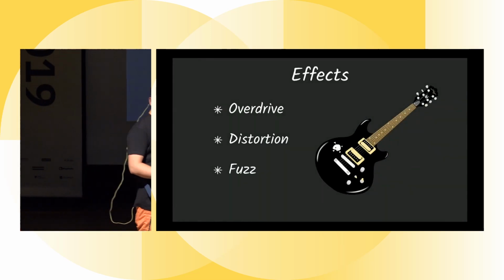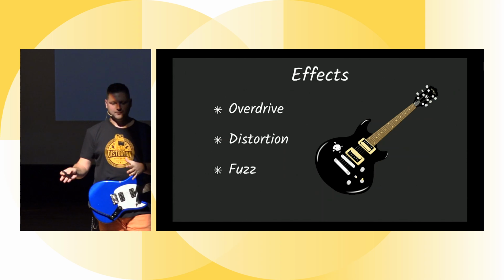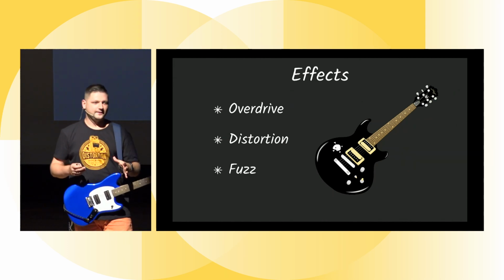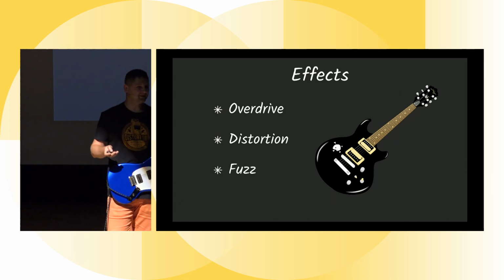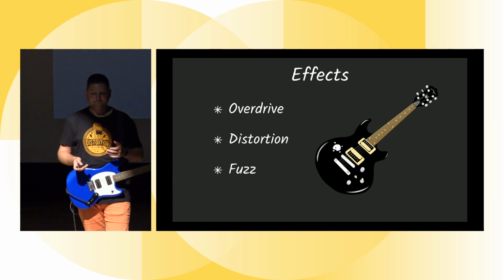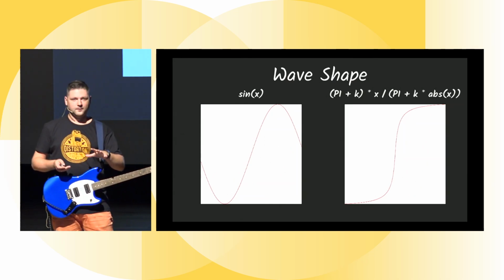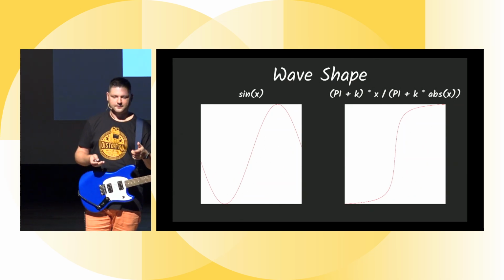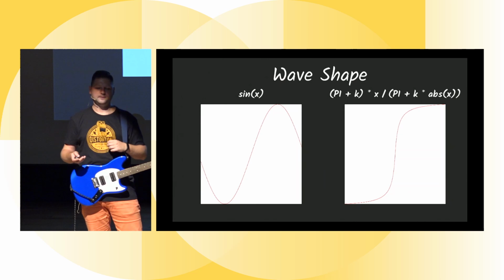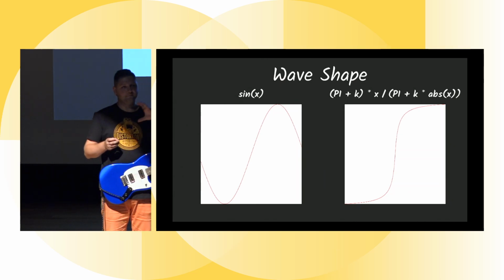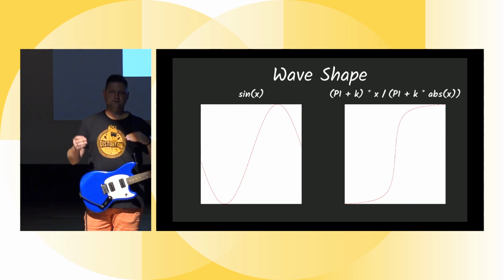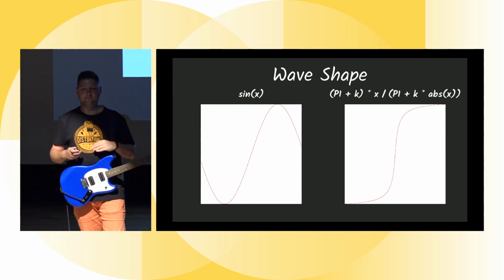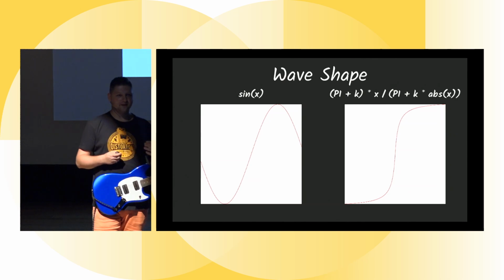Okay, as I said before, distortion is a group of effects. It consists of overdrive, distortion, and fuzz. So what is the difference between them? Again, we can imagine our sound wave as a sine wave, and we apply a wave shaping function to our wave, and it becomes more square. Doing that, we are generating harmonics.